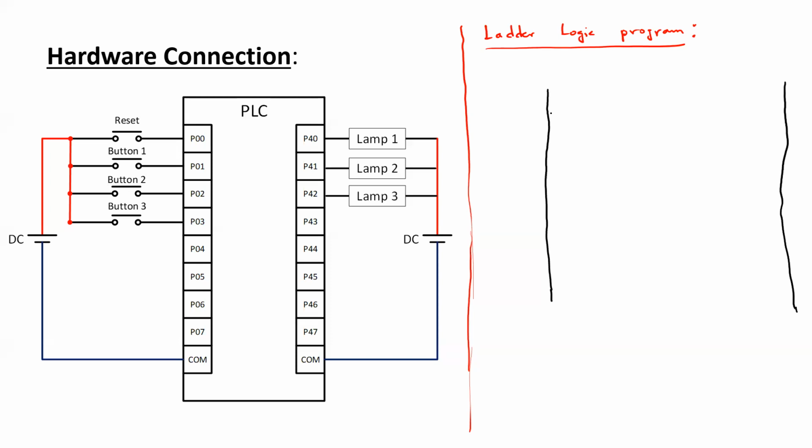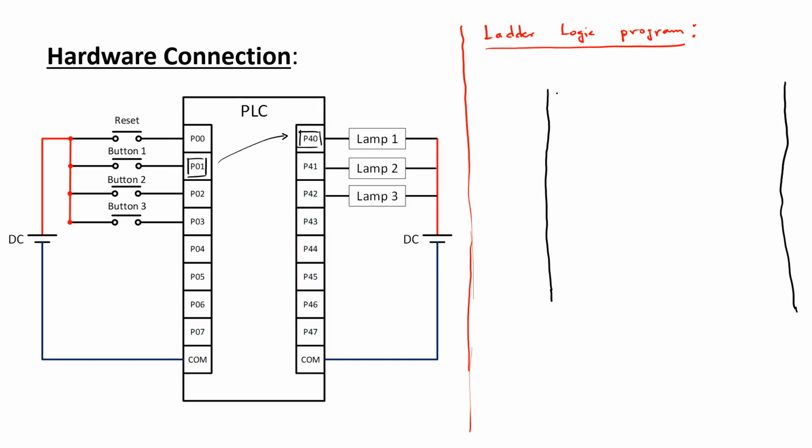Now, in order to take input, let's say this push button 1 is associated with the button for participant 1. So this address has to be related with the address of this output port P40. In order to take input from participant 1, should we use a normally open contact at the input side or a normally closed contact? So normally open.